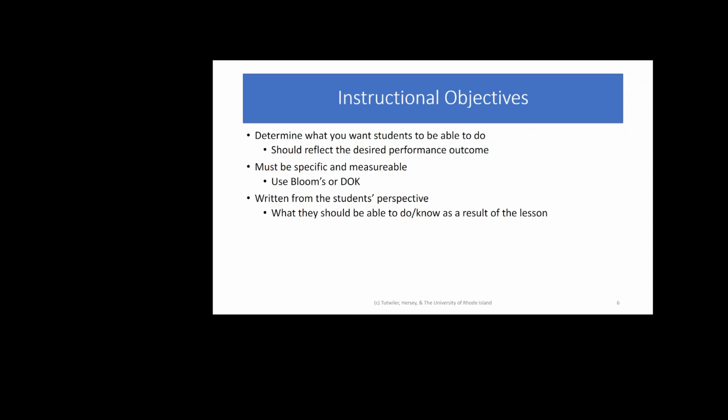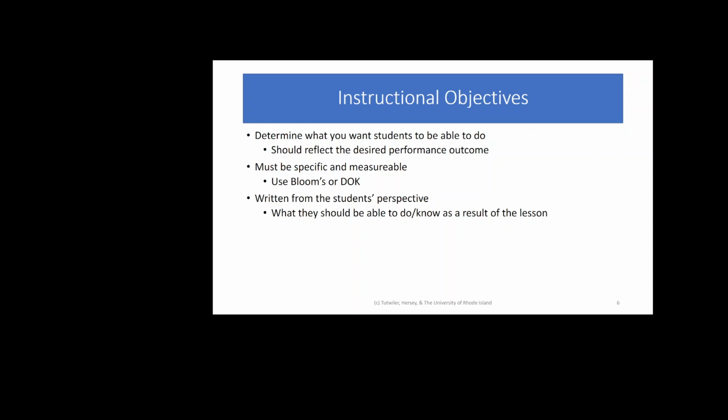So, once you've got your assessment figured out, we kind of start by thinking about instructional objectives. So first and foremost, you want to determine what you want your students to be able to do. And then you want to make sure that it's specific and measurable. So we've talked a little bit about Bloom's taxonomy. You can absolutely use that. And then also depth of knowledge is another way to look at it.